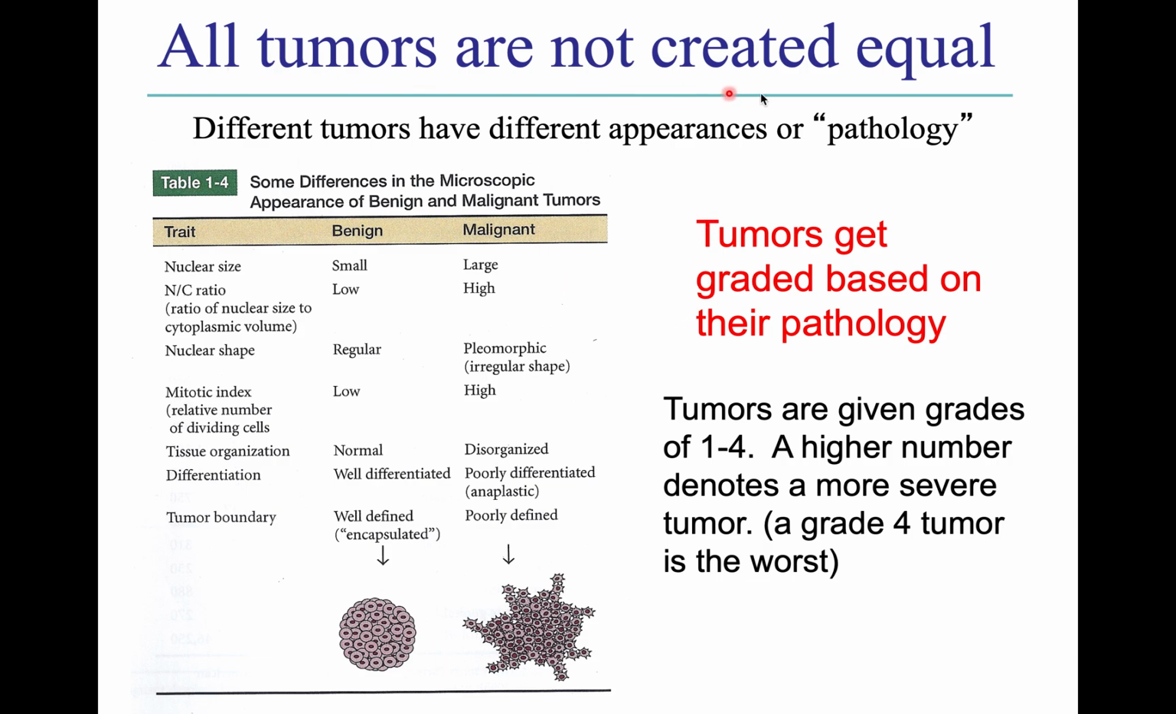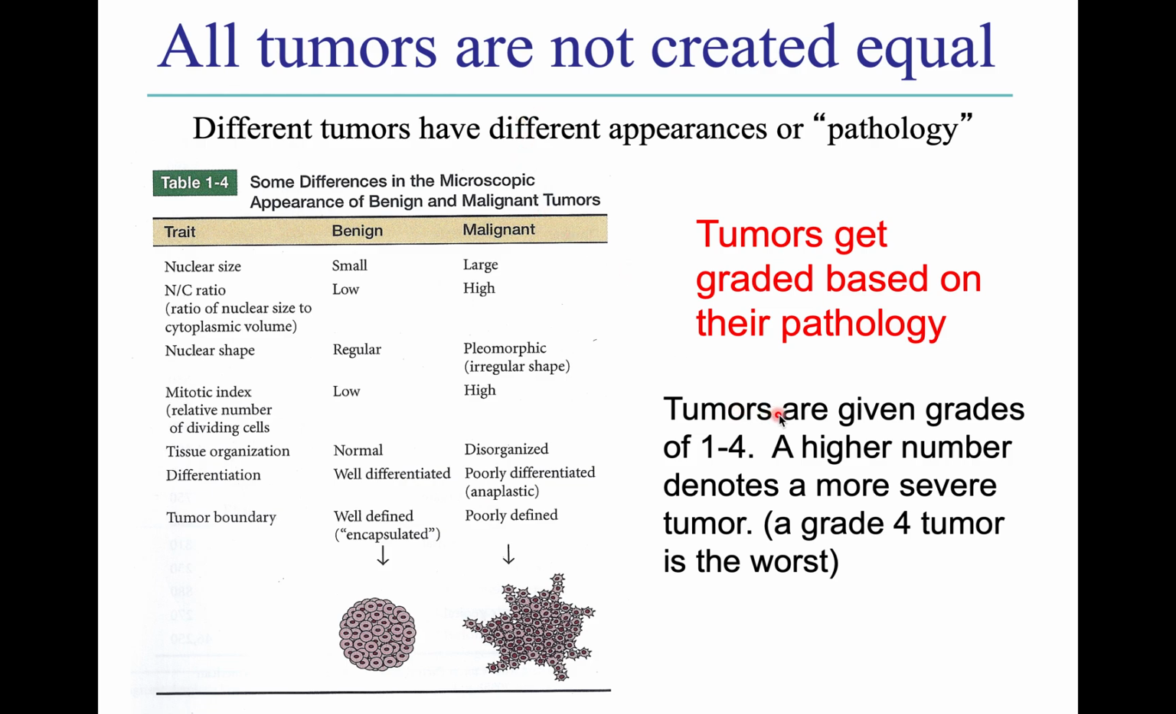So I'm sure you've gotten the idea just in this first chapter: not all tumors, not all cancers are created equal. This is highlighted by the idea that every tumor, even if you're talking about, for example, two different breast cancer tumors, gets graded based on its particular pathology.